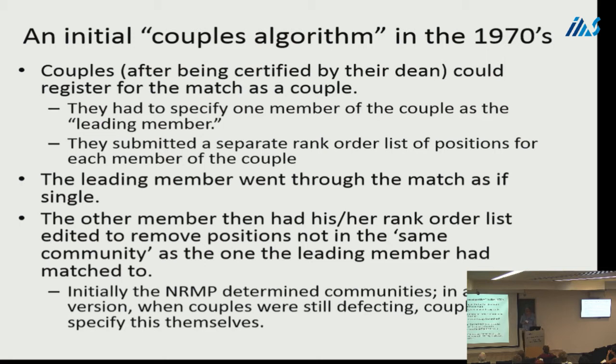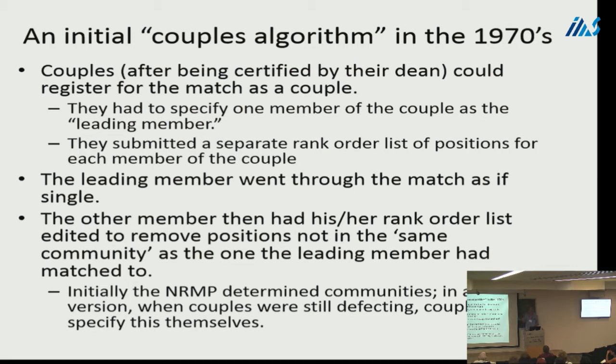And the way the couples algorithm worked then is first you had to be certified by your dean as a legitimate couple. And after you were certified as a legitimate couple, you had to specify one member of the couple as the leading member. Then both the leading member and the other member of the couple submitted rank order lists just as if they were single. That is, what's my first choice job, what's my second choice, what's my third choice. And then they would run the deferred acceptance algorithm with the leading member in and see where the leading member got a job. Then they would look at the other member of the couple and edit his or her preference list to take away jobs that weren't in the same city. And initially, they decided what was in the same city, and later they let you decide what was in the same city.